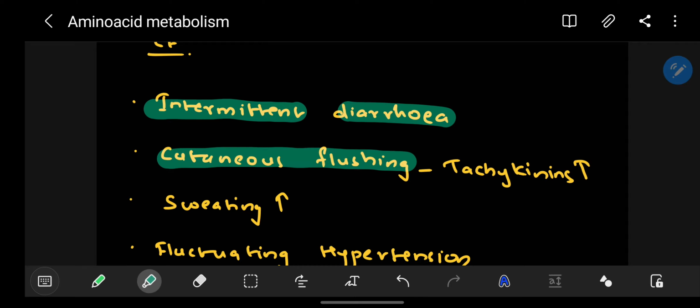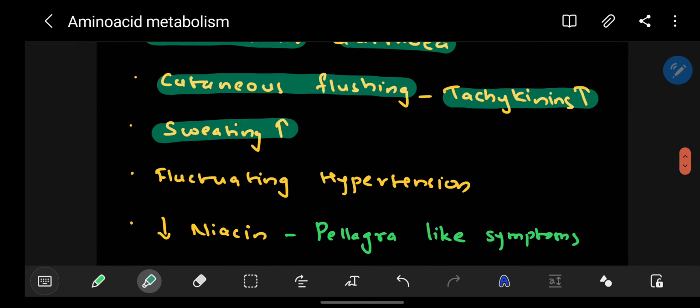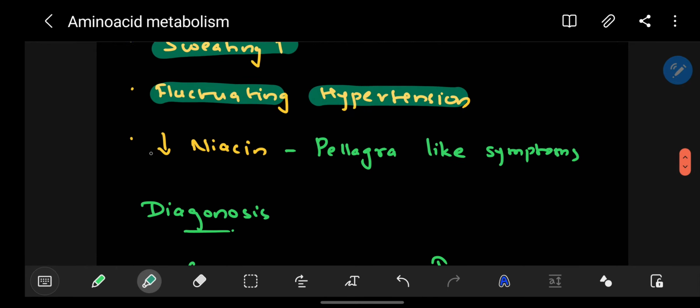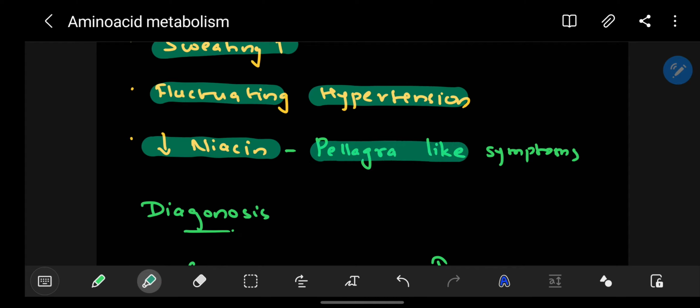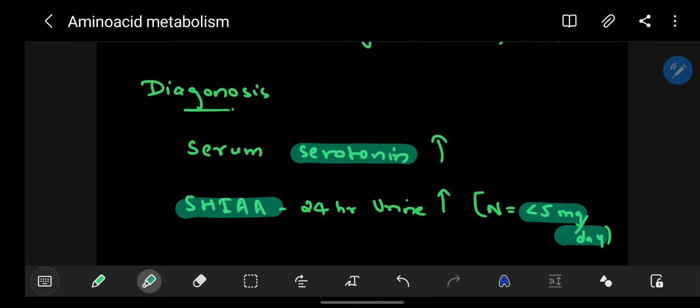But in other textbooks it is said that the increased level of tachykinins is the cause of this cutaneous flushing. There will be increased sweating and fluctuating hypertension. And as there is decreased niacin, it shows pellagra-like symptoms. So what is its diagnosis? The level of serum serotonin will be increased. The degradation product 5-hydroxyindole acetic acid in a 24-hour urine sample will also be increased. Normal level is less than 5 grams per day.